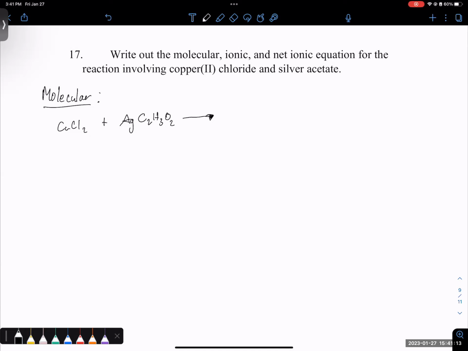So do you all know how to predict the products of these types of reactions? You basically switch the cation and anion. So here you get Cu(CH3CO2)2, copper acetate, that's copper 2 acetate. Then you get silver chloride, AgCl. That just comes from me switching the ions.